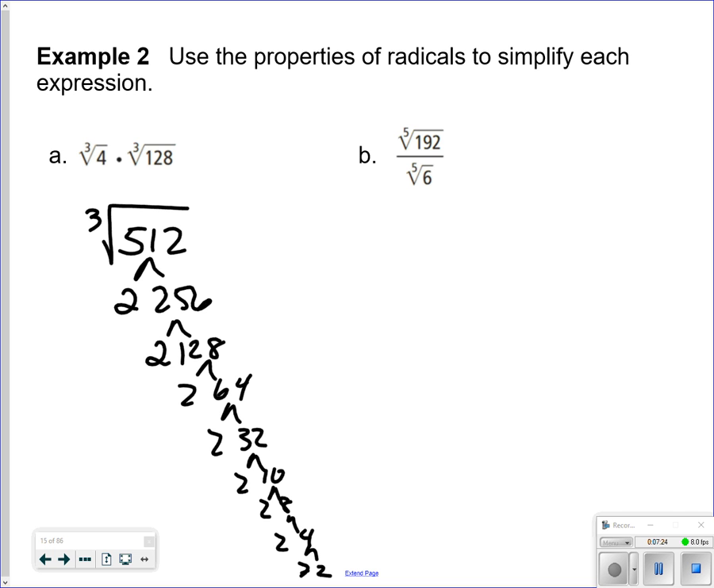All right. I want the cube root. What that means, when you did the square root, you needed pairs. So when you're doing a cube root, you actually need 3 of a kind. So 3 2's, another 3 2's, and another 3 2's. So the cube root of 512 actually is 2 times 2 times 2, which is 8.